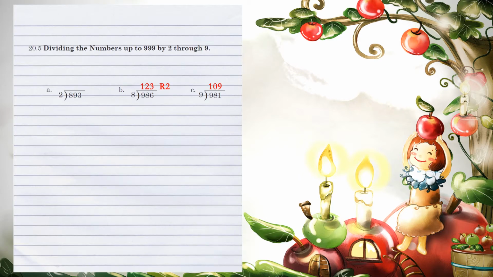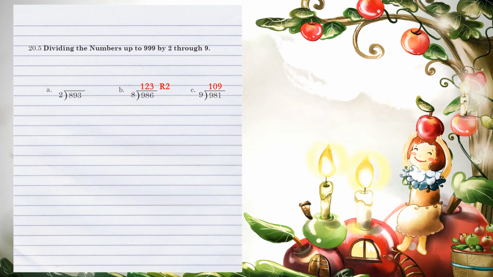Unit 20.5, dividing the numbers up to 999 by 2 through 9. Example A. 2 can go into 8 4 times. 4 times 2 is 8, so when we subtract, we will get 0. Bring down the next number of 9.